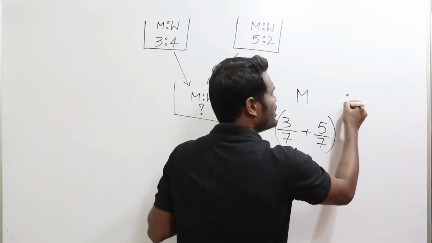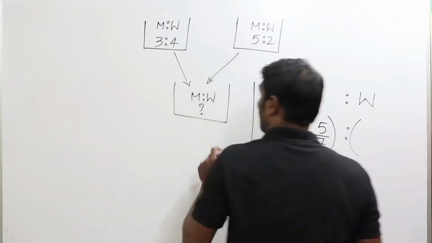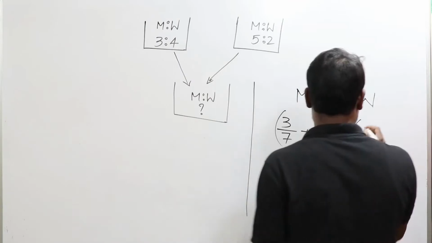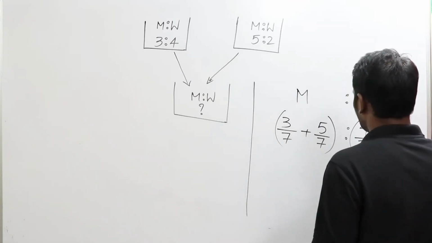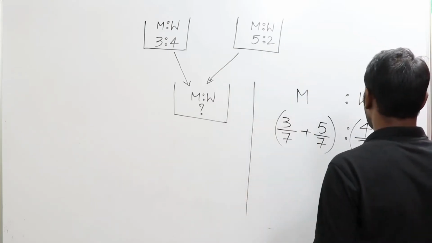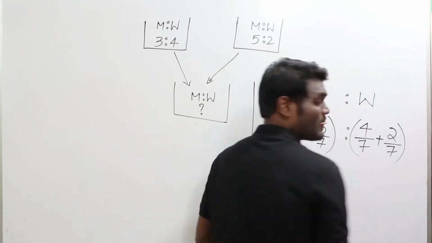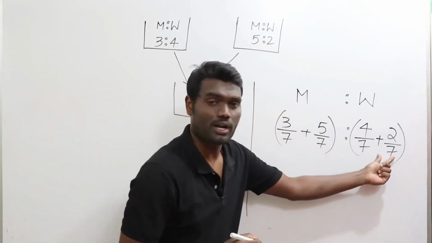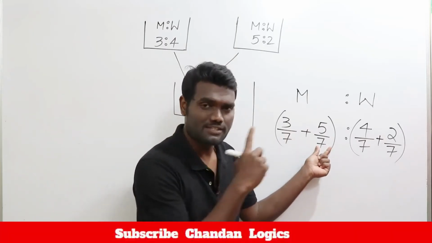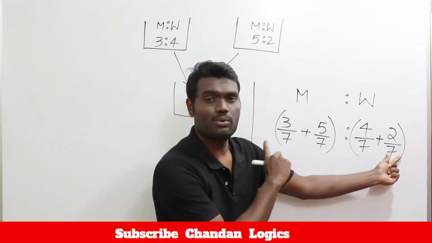Similarly, you need to look at water as well. Water quantity in the first vessel is 4 parts out of a total of 3 plus 4, 7 parts. Water quantity in the second vessel is 2 parts out of a total of 5 plus 2, 7 parts. So milk quantity in the first vessel is 3/7, in the second vessel 5/7. Water quantity in the first vessel is 4/7, in the second vessel 2/7.